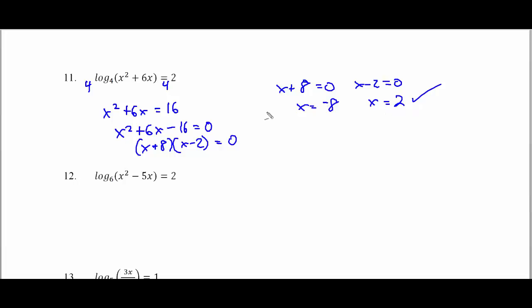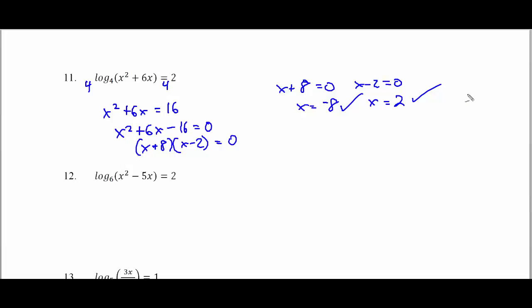If you try plugging in the 2, you get 2 squared, which is 4, plus 6 times 2, and 6 times 2 is 12, so what you get is 4 plus 12, which is 16, and log base 4 to get to 16 is the second power. But try the -8 and see what happens. Here you get positive 64, and here you get 48 negative, but a 64 and a negative 48 both make 16. Both answers actually work.